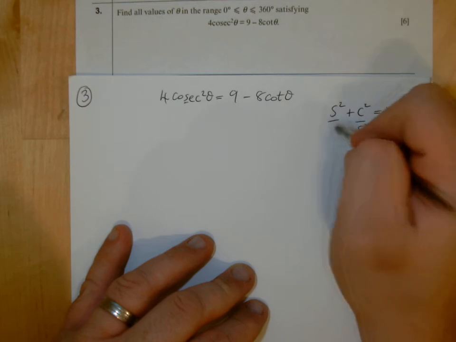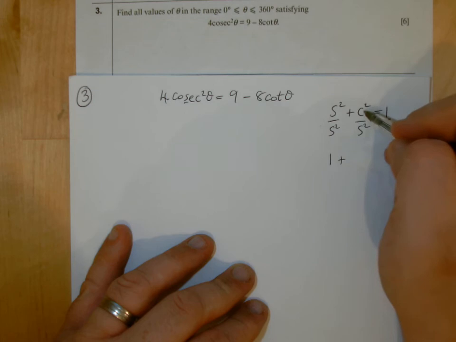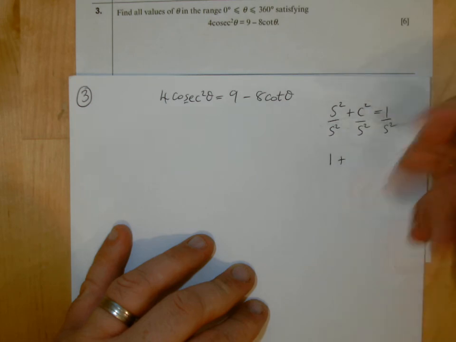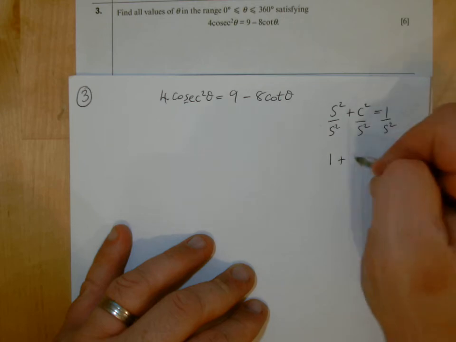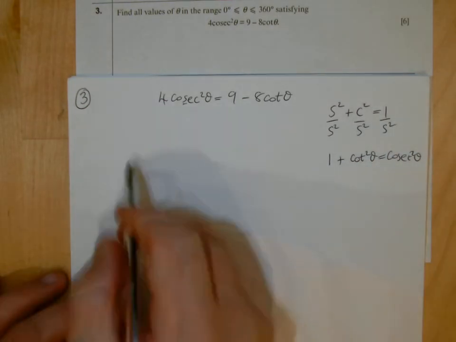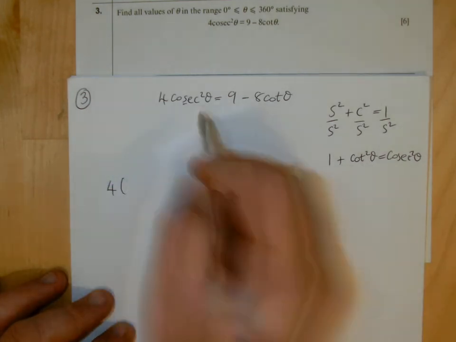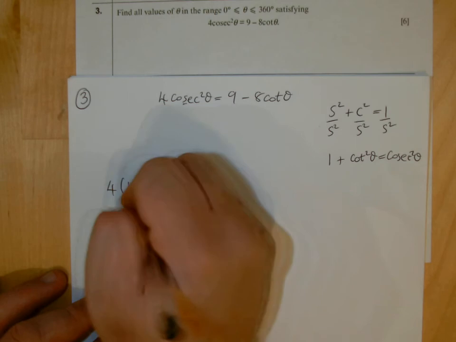and if I divide everything by sine squared, well, I'll have sine squared over sine squared, which is 1. Now, cos squared over sine squared is like the reciprocal of sine squared over cos squared. So sine squared over cos squared is tan squared, so that means cos squared over sine squared is cot squared. And then 1 over sine squared is cosec squared theta. Okay, so then I've got a replacement for it, so I can write 4 cosec squared theta is 4 times 1 plus cot squared theta.